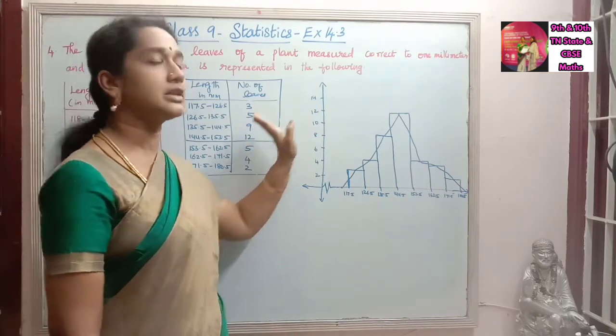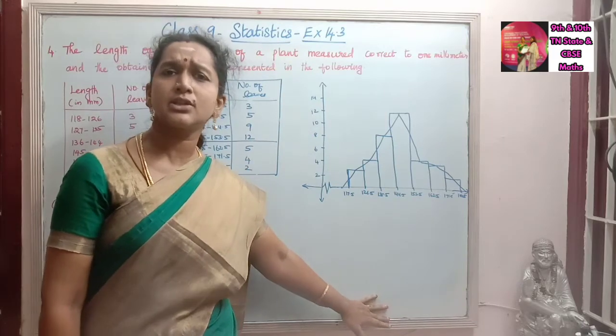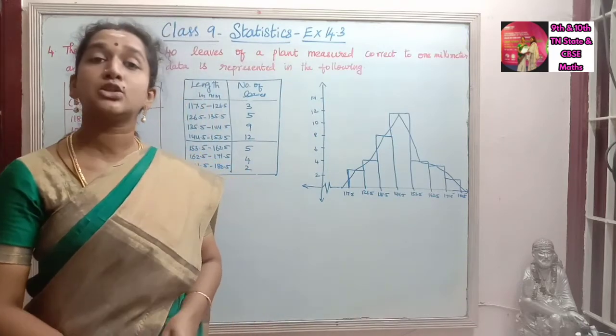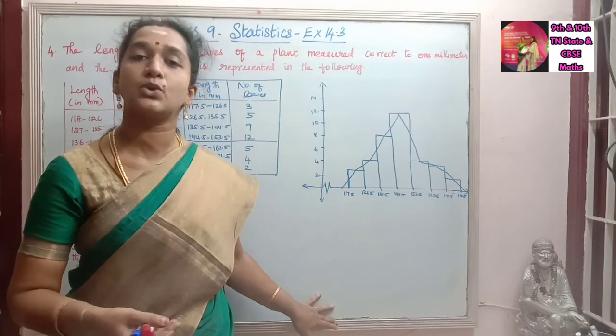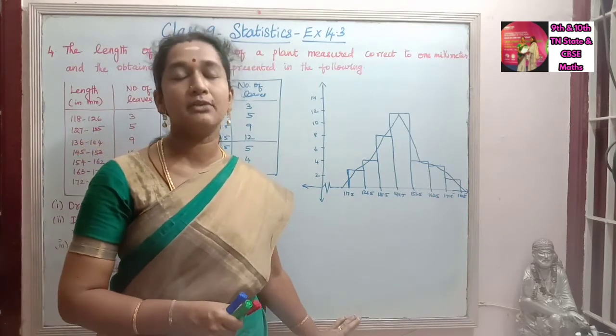Okay, so we have given answers for all the parts. This is called a histogram. In the remaining 3 or 4 sums, we are going to do the histogram and frequency polygon.